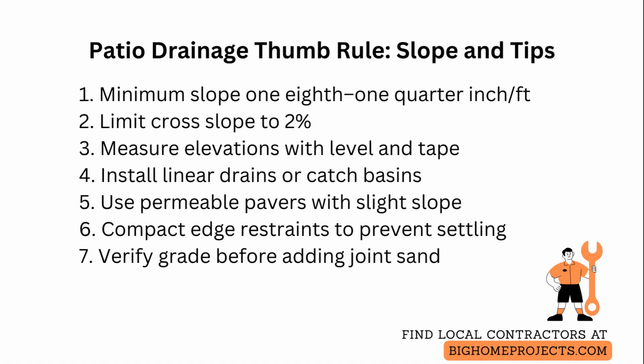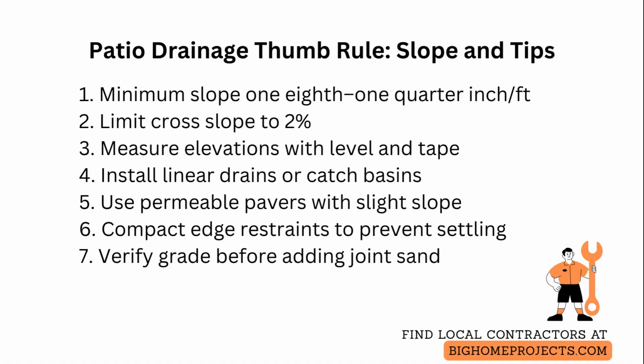For accessible routes, limit cross slope to 2% or less, so wheelchairs and walkers remain stable. Use the main fall in the direction away from the house and keep transverse slope shallow. Where site constraints create low spots, install positive drainage such as linear drains, interior catch basins, or adjust subgrade elevations rather than relying on surface runneling.